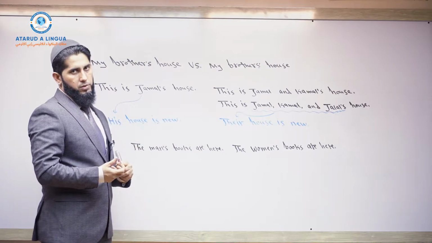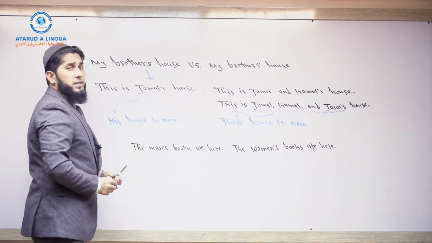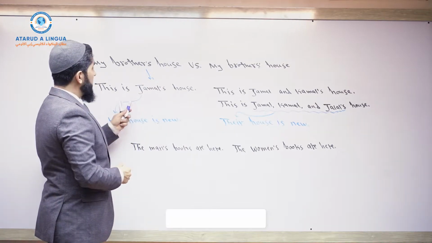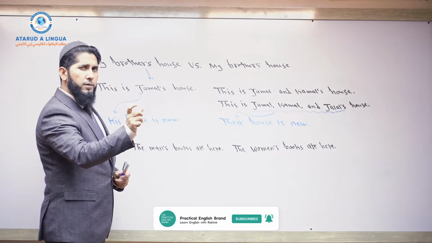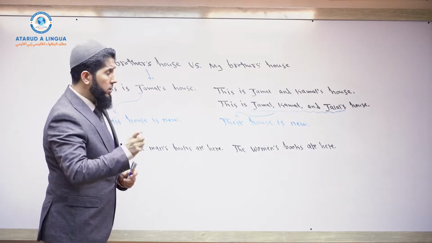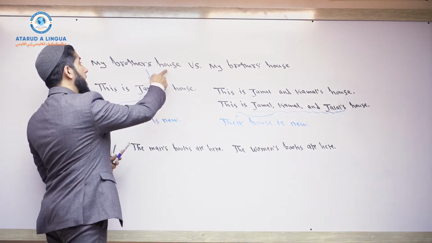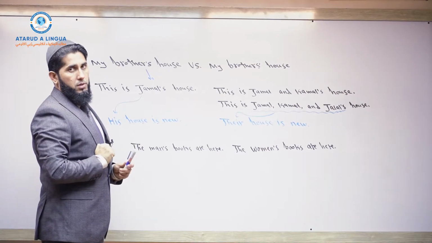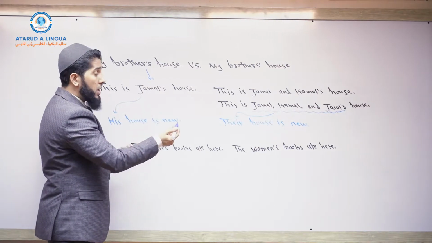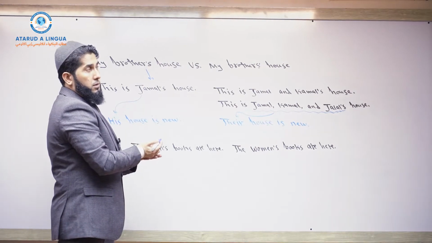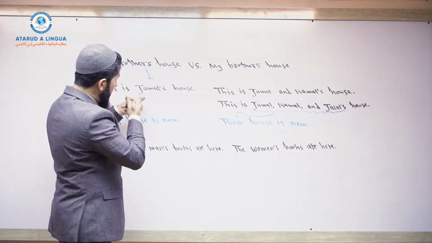Look at these two examples. My brother's house. Let's say I have one brother and his name is Jamal. So this is Jamal's house. Whether it's a common regular noun, if the apostrophe comes before s, it means this house belongs to one person. His name is Jamal, so that is Jamal's house. Again, with a proper noun, in order to express the possession or ownership, we need apostrophe plus s. So this is Jamal's house.